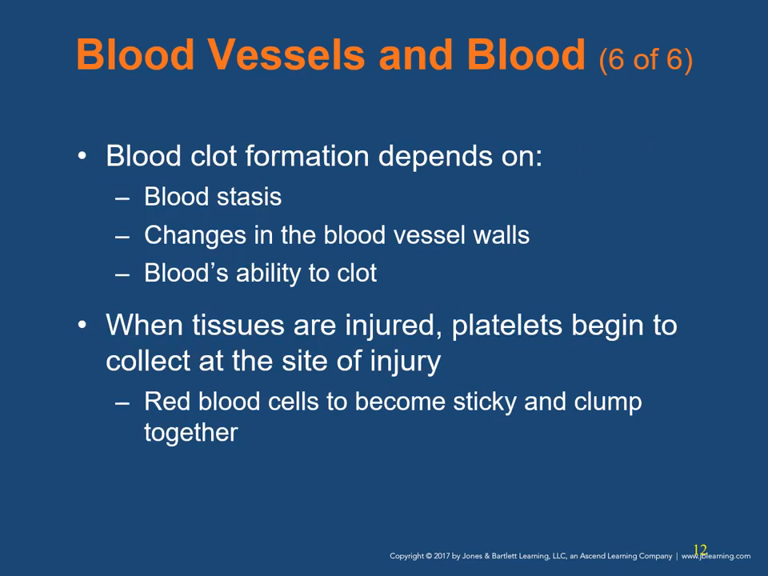Blood clot formation depends on several factors: blood stasis, changes in the blood vessel walls such as a wound, and the blood's ability to clot being affected by disease or medication. When tissues are injured, platelets begin to collect at the site of injury. Red blood cells become sticky and clump together. Protein in plasma reinforces the developing clot.